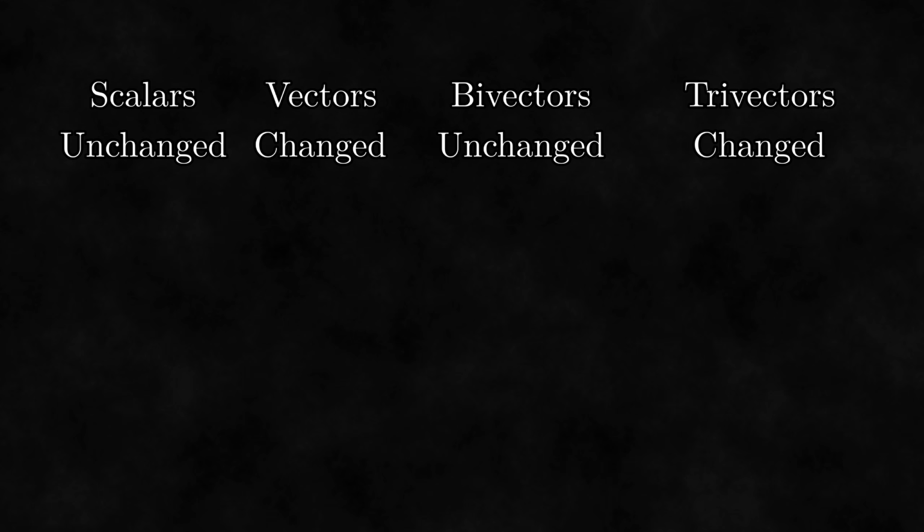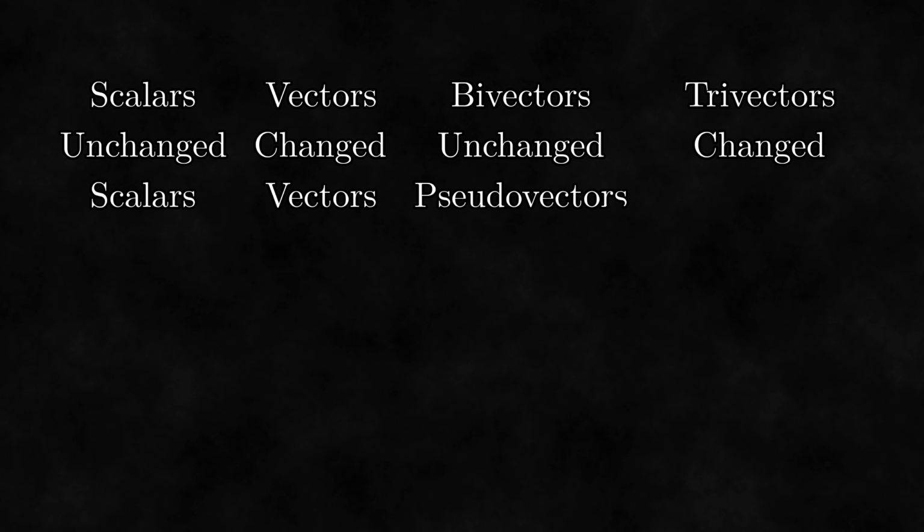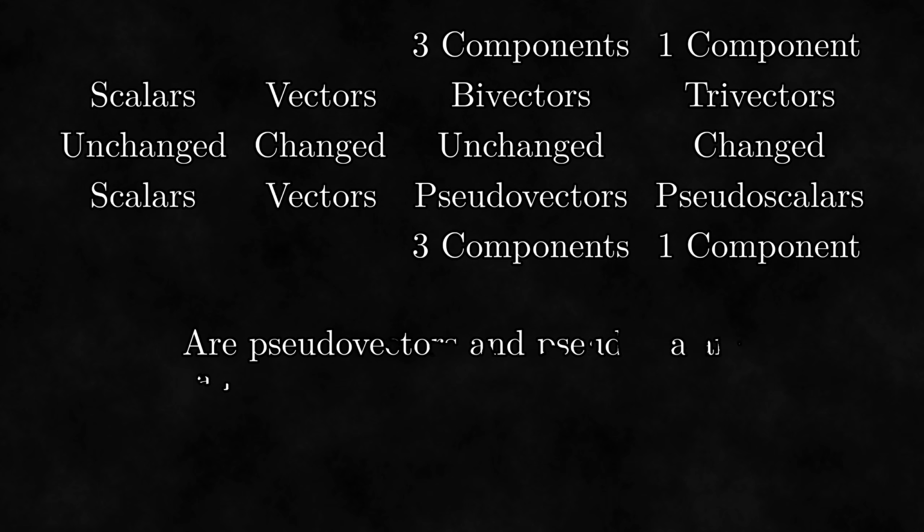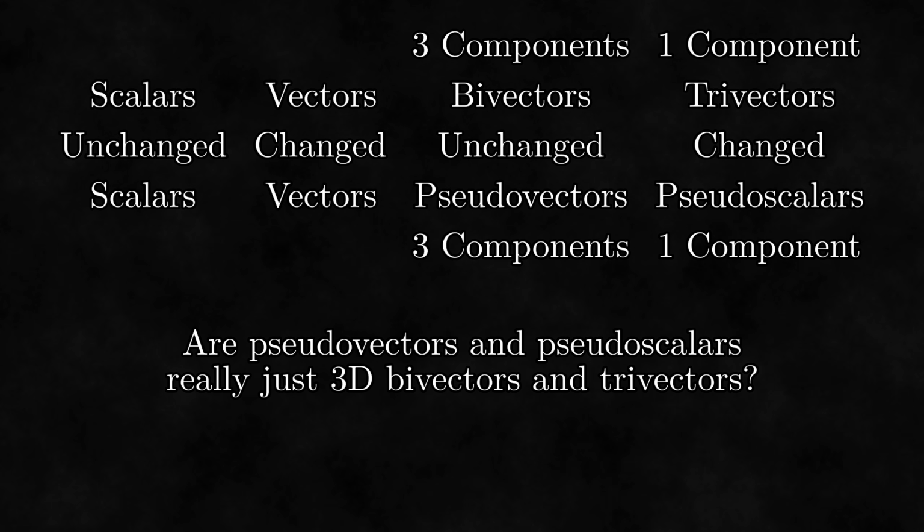Now I want to compare this to the behavior of scalars, vectors, pseudovectors, and pseudoscalars for a moment. Scalars don't change sign under inversion, vectors do, pseudovectors don't, and pseudoscalars do. Notice that the behavior of the objects lines up. And this matching goes even further. Since we are in 3D, both pseudovectors and bivectors have three components, and both pseudoscalars and trivectors have one component. Could it be that what everybody has been calling pseudovectors and pseudoscalars are really just 3D bivectors and trivectors? I would say that the answer is yes.